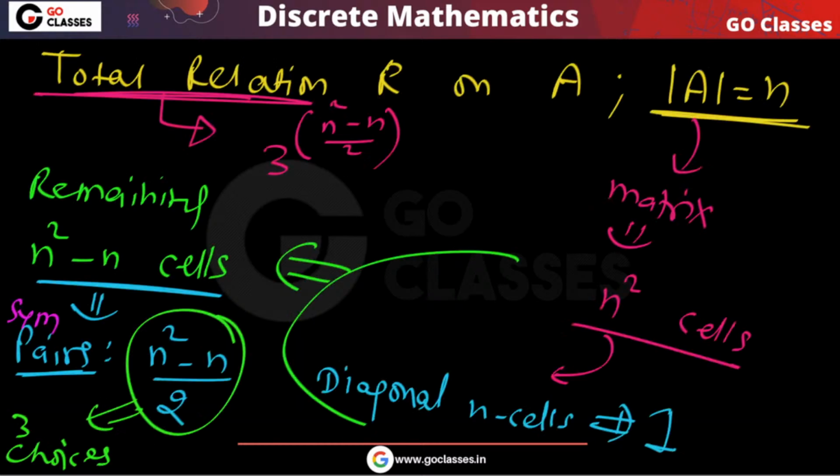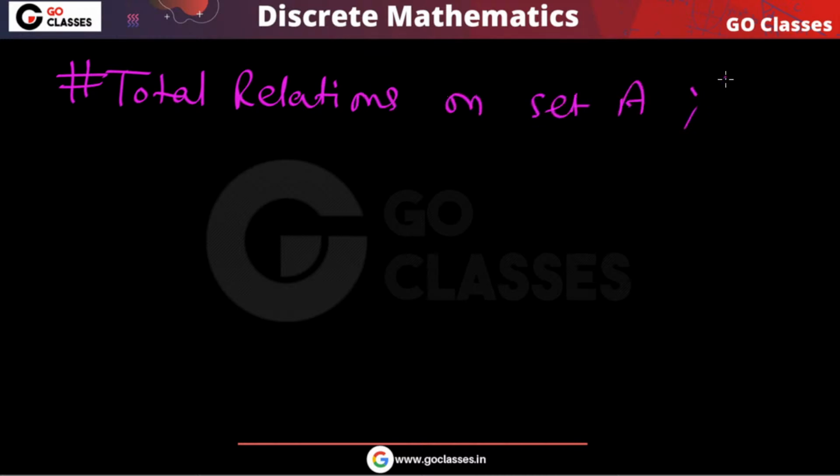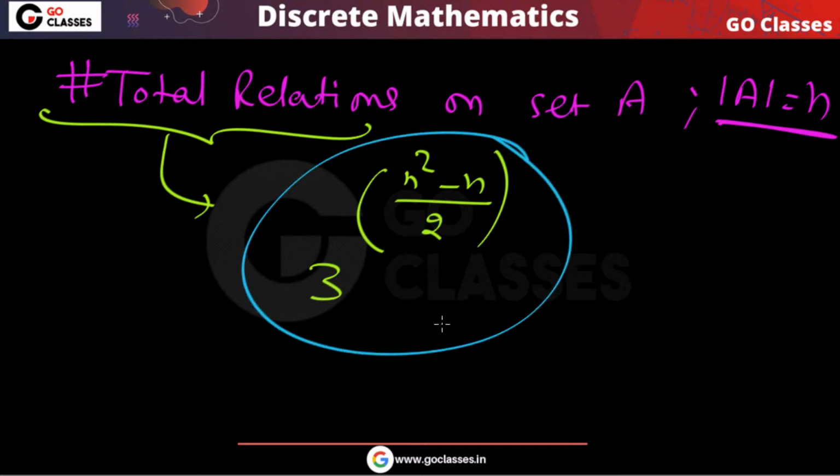Okay, so remember, the number of total relations on set A, such that set A cardinality is n, set A has n elements, that will be 3 power (n square minus n) by 2. This will be the answer. Okay, is this clear to everyone? Anyone has any doubt in this?